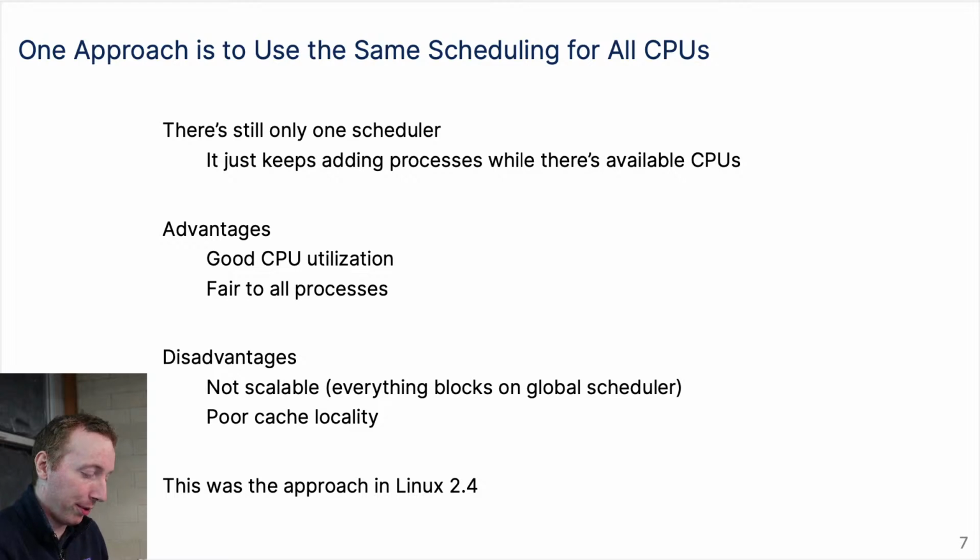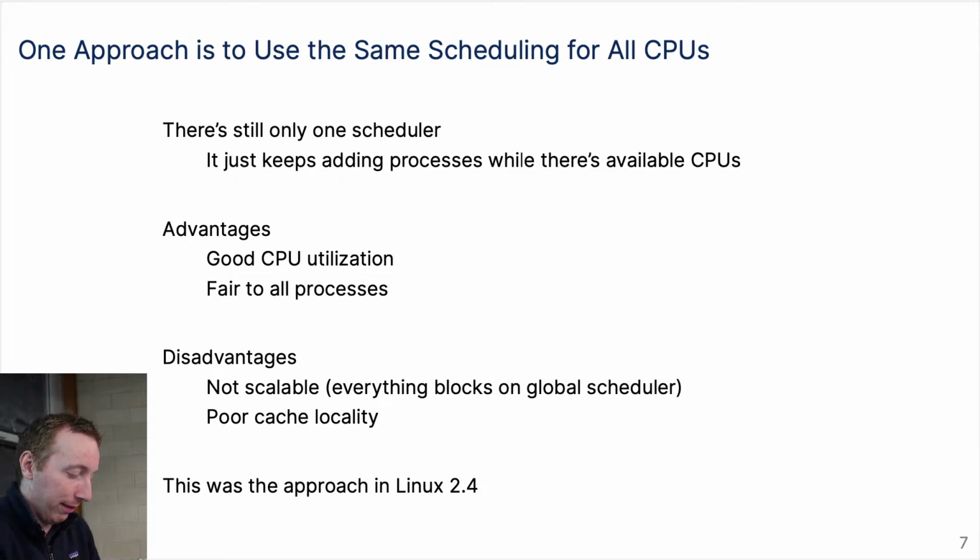So one approach, if you want to schedule multiple cores on your machine, is just, hey, I'll just use the same scheduling algorithm I've always used. I just have only one scheduler, but I keep adding processes while there's available CPUs. So if I have 9 processes I need to schedule and 10 CPUs, I'll just keep giving those processes to CPUs while there are still available ones. Then as more processes come on, I fill up all the cores, and then I have to worry about switching between them. But while there's still some CPU cores, I can just go ahead and give a process directly to a core.